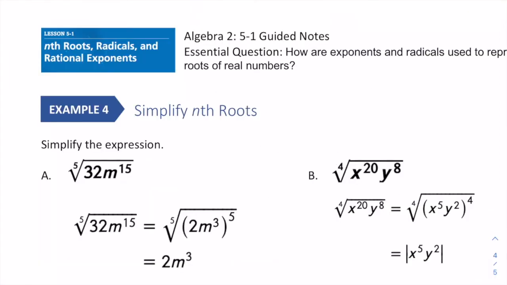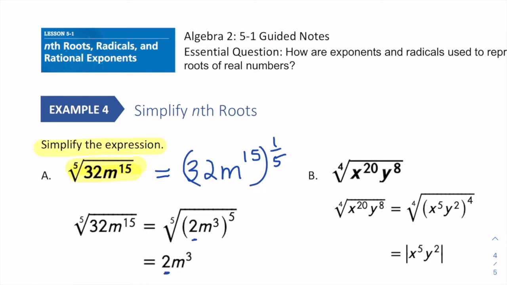Okay, now that we have a better idea of radicals and rational exponents, let's simplify the expressions. So here we have the 5th root of 32 times m to the 15th. Now we could rewrite this as an exponent, right? So we could say that's 32 m to the 15th raised to the 1/5. We know that the 5th root of 32 is going to be 2. That's going to come out.